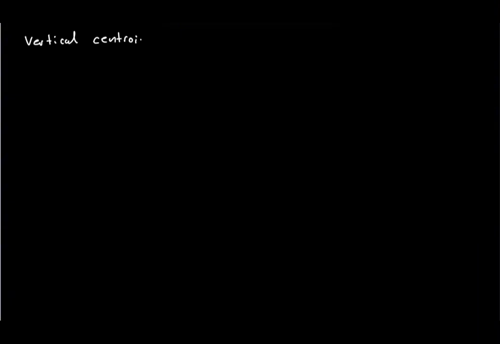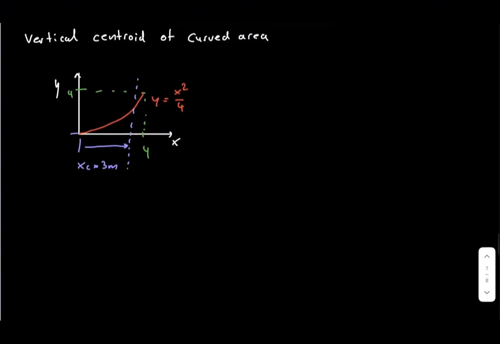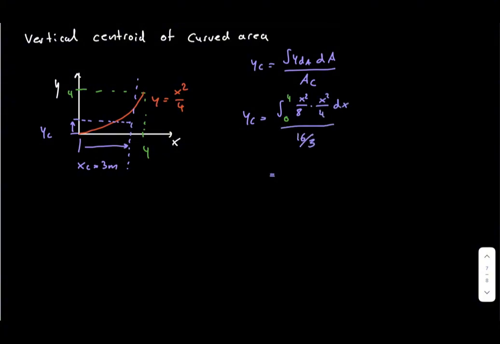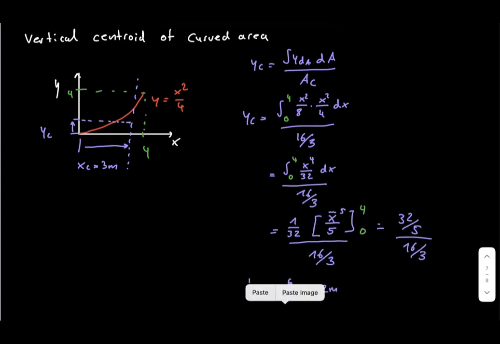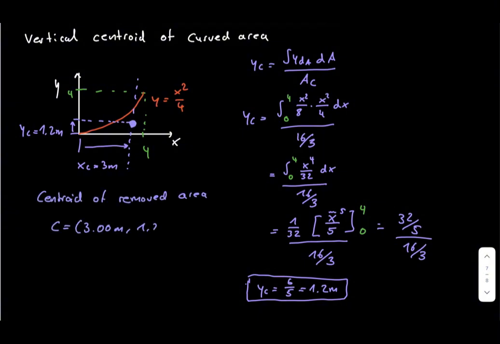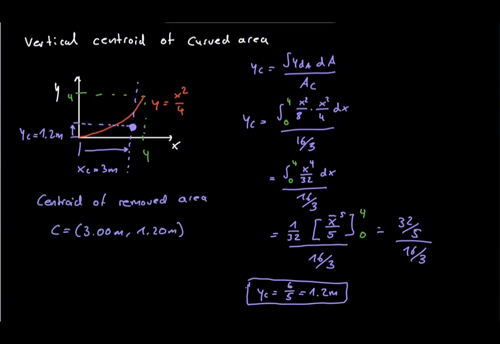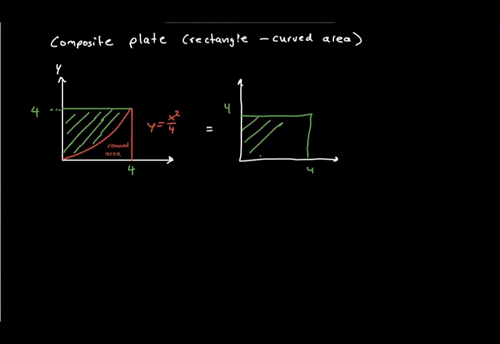For the vertical coordinate, we multiply each differential area by the vertical position of its own centroid. The strip centroid lies at x squared divided by 8, while the differential area is x squared divided by 4 times dx. Integrating their product from 0 to 4 and dividing by the total curved area gives a vertical coordinate of 1.2 meters. So the centroid of the curved region underneath the parabola is located at 3 meters horizontally and 1.2 meters vertically.